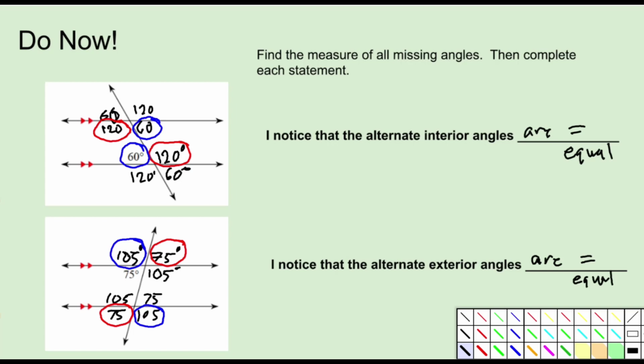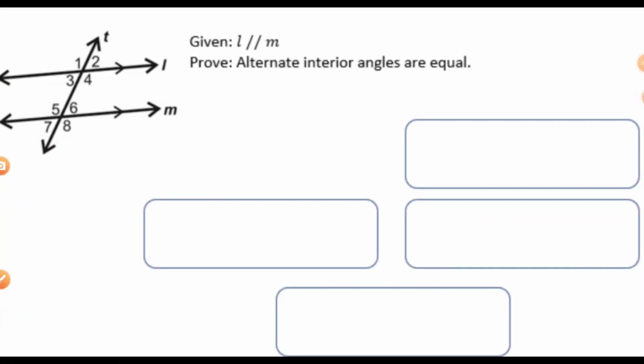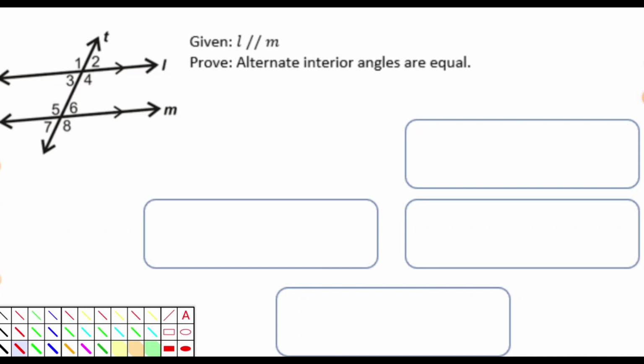All right, so what we're going to do now, now that we notice, we want to see if that works all the time, and let's see if we can prove that. Let's see if we can prove that alternate interior angles are equal. All right, we're going to do that next. Let's try to prove that alternate interior angles are equal. So let's see. How are we going to do that?